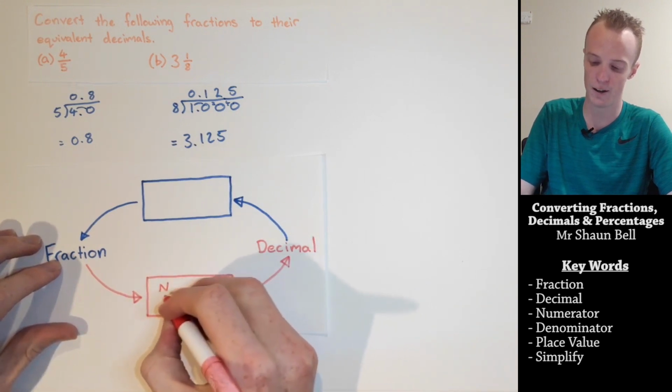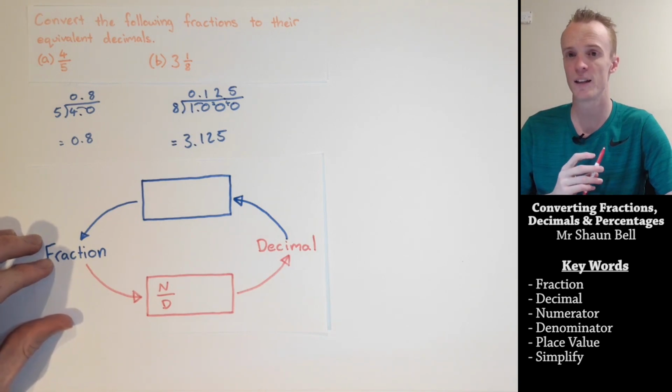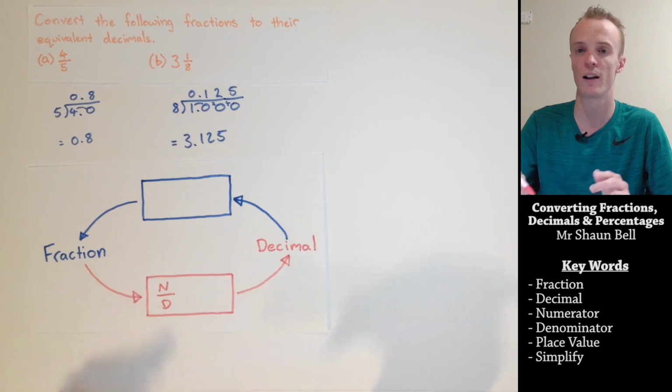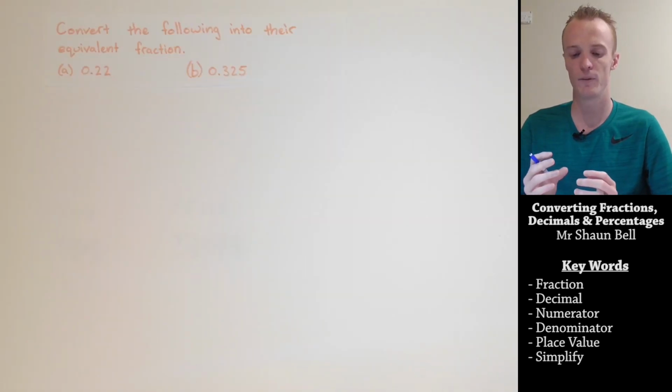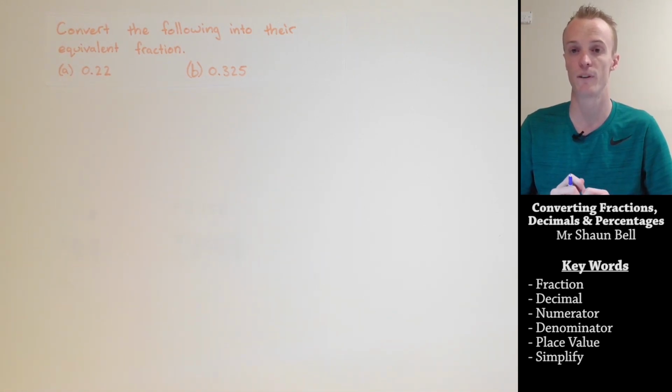Okay, so if I have a fraction and I want to move it to a decimal, I need to take the numerator and divide it by the denominator. I could use a calculator for this process, or I could use long division like I did in the examples above. Alright, so the final step that we've got to cover is, what if we've got a decimal and we want to convert this decimal to a fraction?